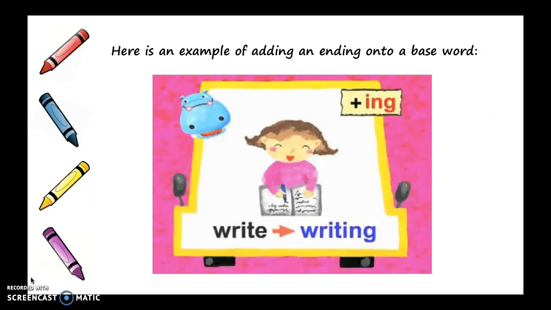Here is an example of adding an ending onto a base word. If I have the word write and I am going to add the ending ing onto the base word, I am going to get rid of the E and change it to ing. Therefore, write becomes writing.